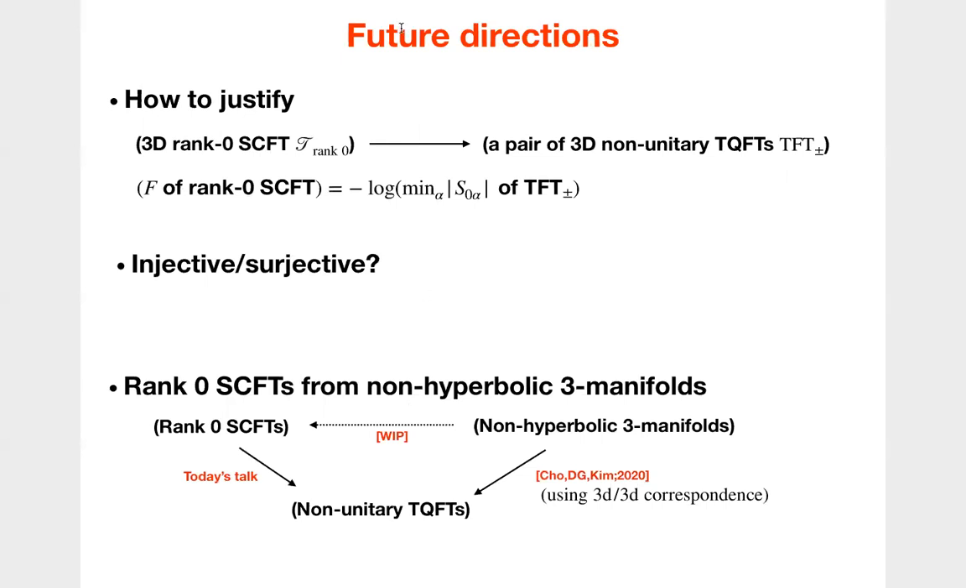So there are lots of things we can work on. The first thing is how to justify our finding. We propose that the rank 0 CFT, in a certain limit at the partition function level, becomes just the partition function of the non-unitary TQFTs. And one of the non-trivial dictionary entries is that we can relate F to the modular S matrix in a simple way. How to understand this relation? We checked it for infinitely many examples, so we believe it works, and we have some partial understanding, but we don't have a full justification of our correspondence. From the viewpoint of classification, one natural question is whether this map is injective or surjective. In our paper, we give some evidence that it is injective, and I hope it is also surjective.